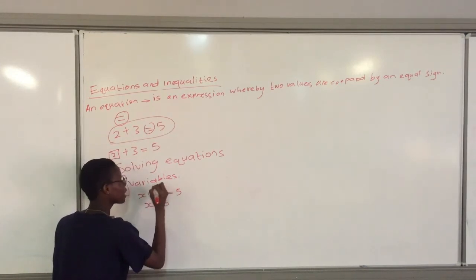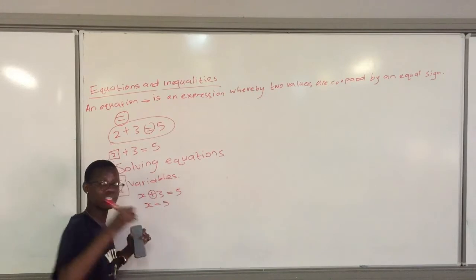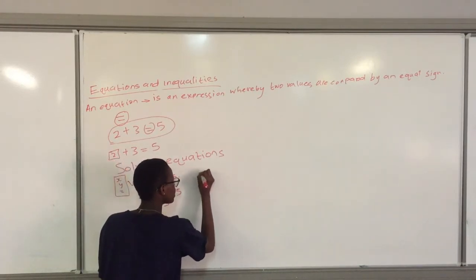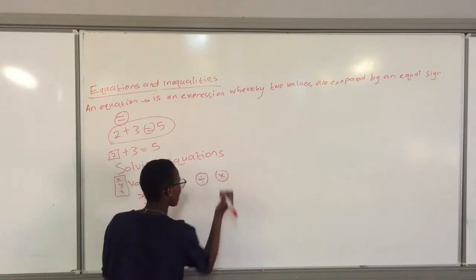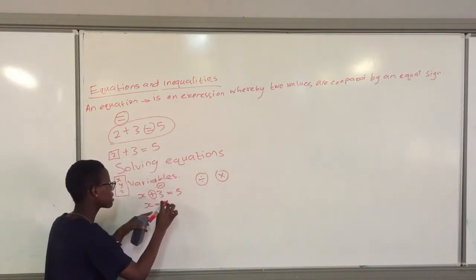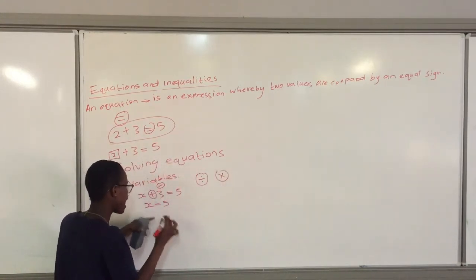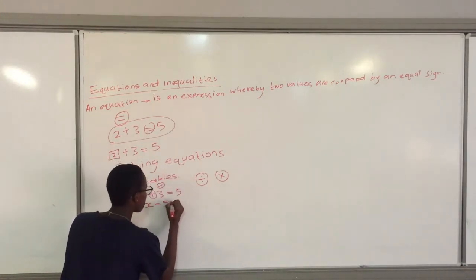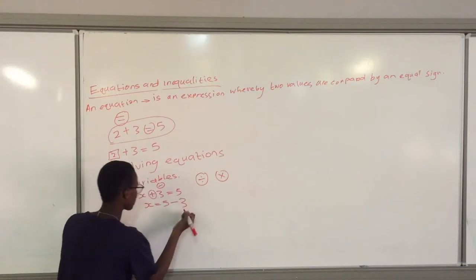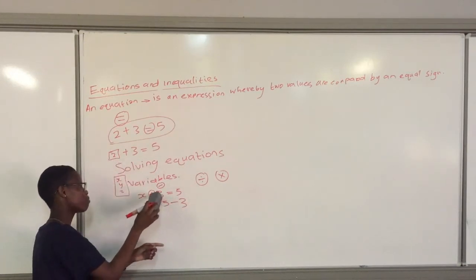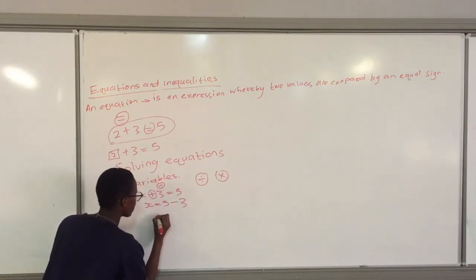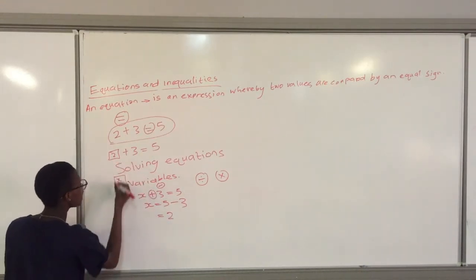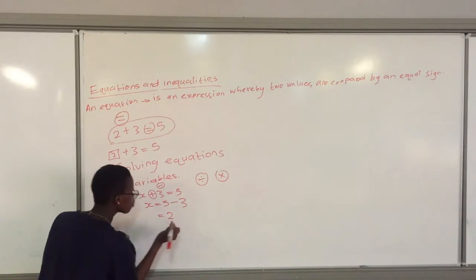When you see plus, what is the opposite of plus? The opposite of plus is minus. And what's the opposite of division? The opposite of division is multiply. Since the opposite of plus is minus, we transpose the 3 to this side as minus 3, because the opposite of plus is minus. Then it equals 2. It means that our x is going to be equal to 2.